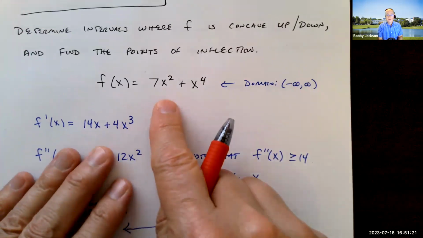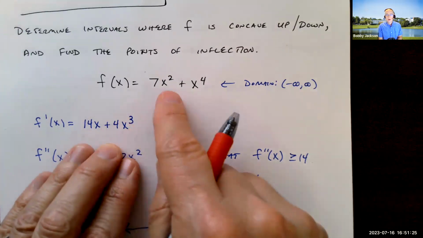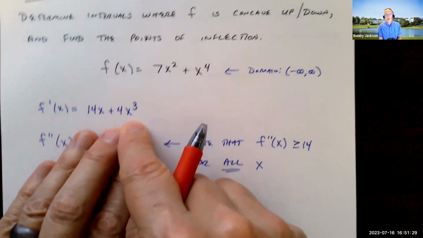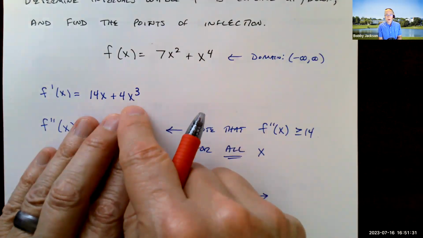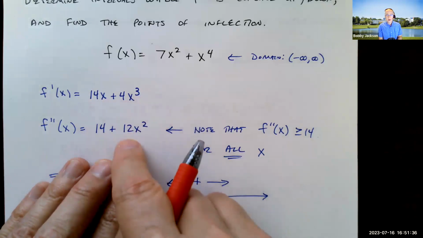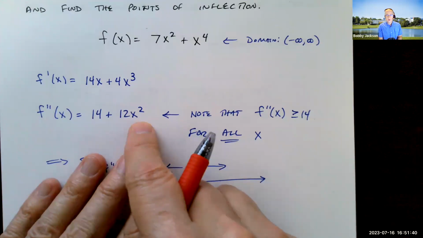Finding the derivative should be no problem. By the power rule, we've got the derivative of 7x squared is 14x, and the derivative of x to the fourth is 4x cubed. Take the derivative of this to get the second derivative. Derivative of 14x is 14. Bring the 3 down, we get 12x. Subtracting 1 gives us 12x squared.